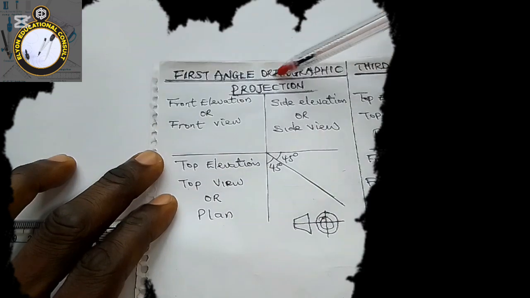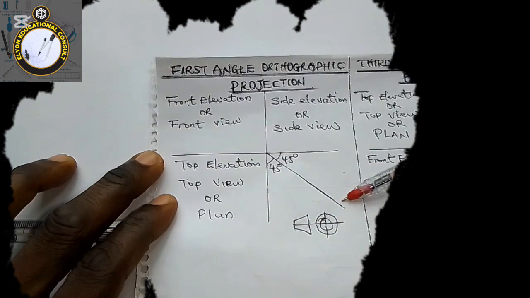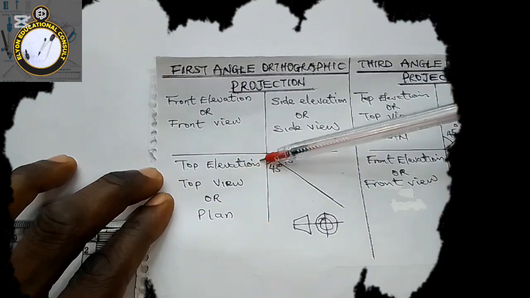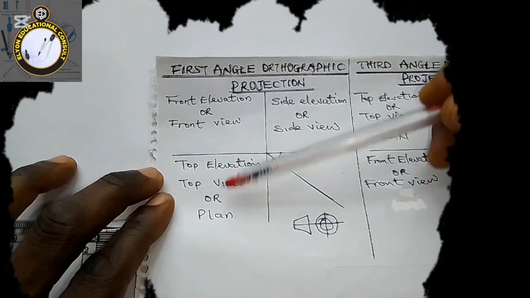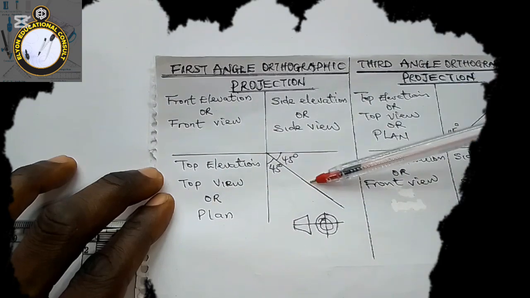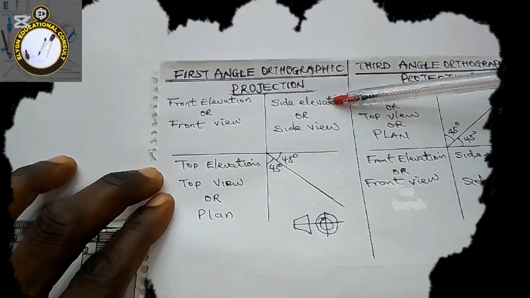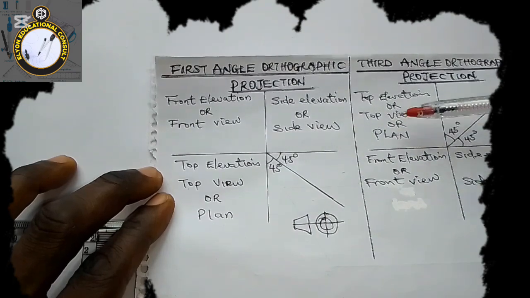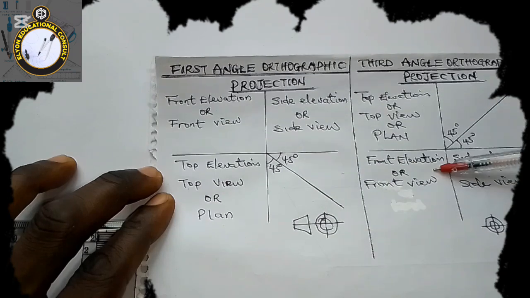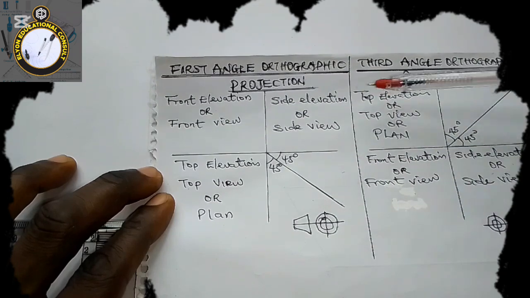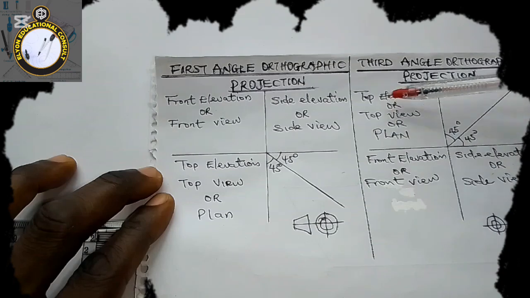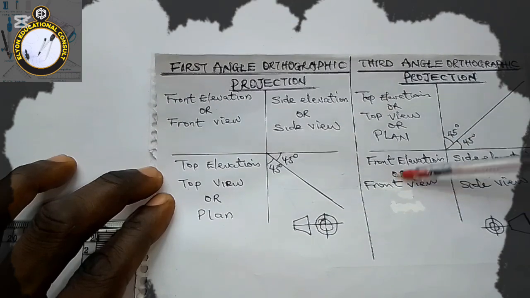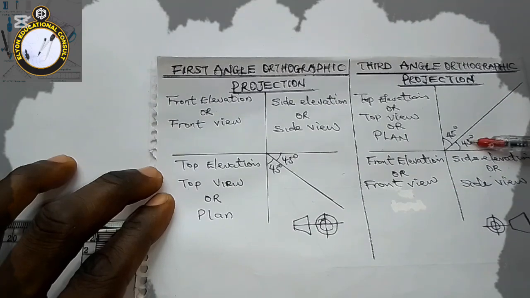For first angle orthographic projection, we have the layout in this way. We have the front elevation or front view drawn here, the top elevation or top view at the bottom of the front elevation. Then this angle is 45 degrees. This is the side elevation. Then for the third angle projection, the reverse is the case. It's the opposite of this. You can see the top is now at this place while the front is below the top elevation. Then the angle of projection is at this side.